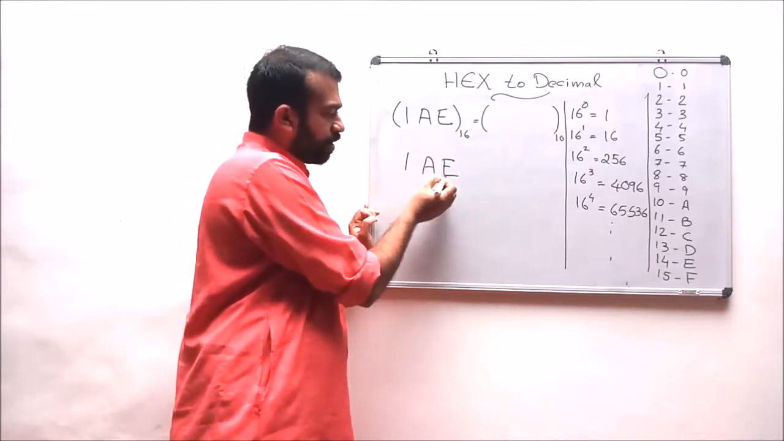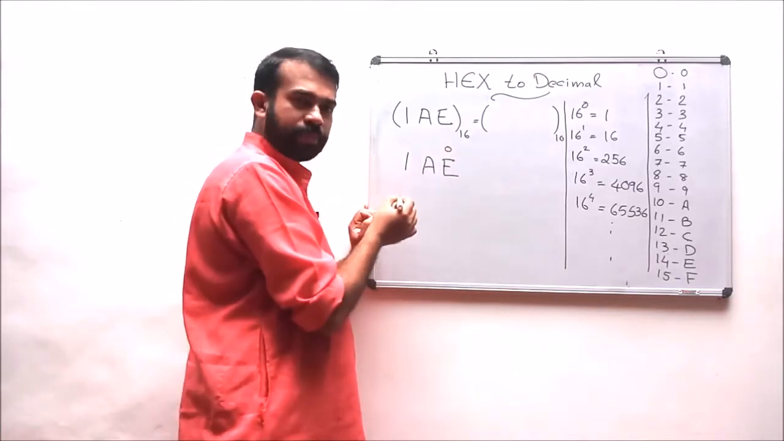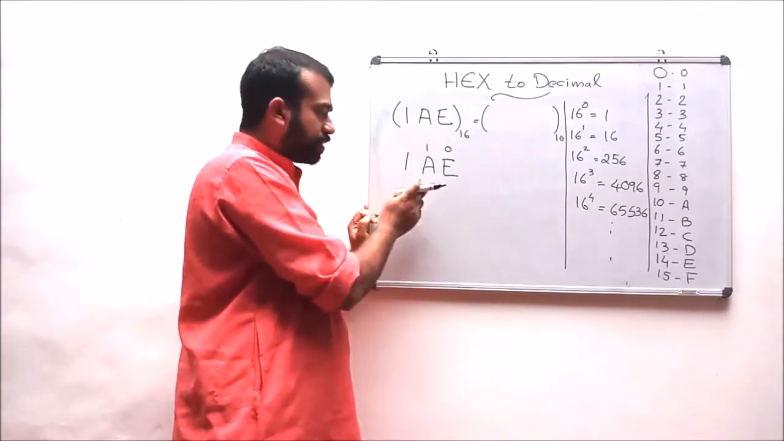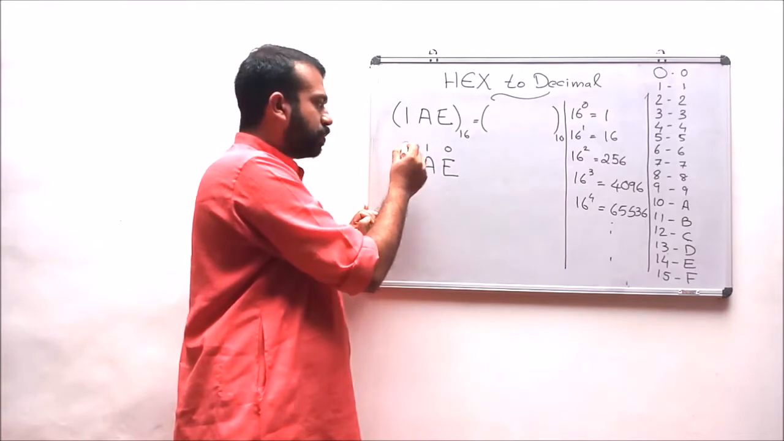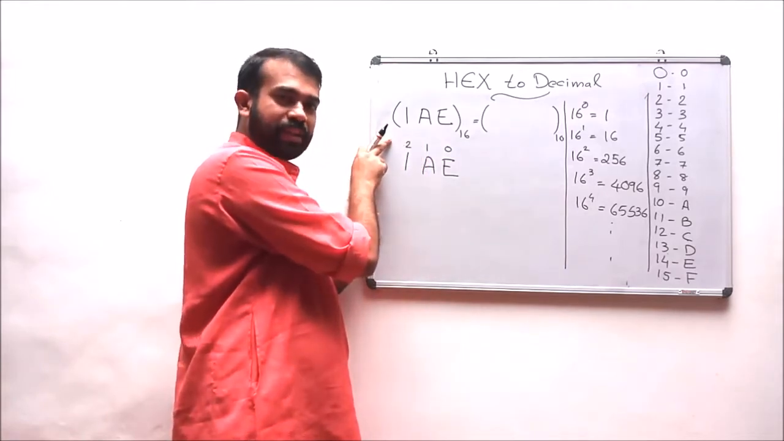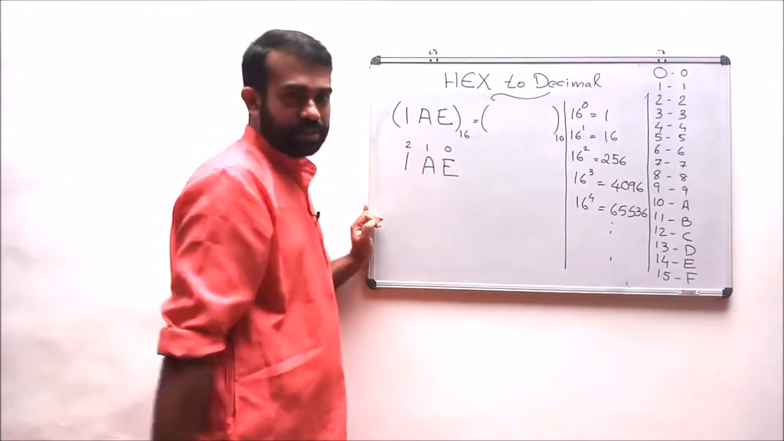So the position of E is 0. The position of the number A is 1. Of course, the position of 1 will be 2. And if there is another number, that position will be 3, and so on up to the MSB.